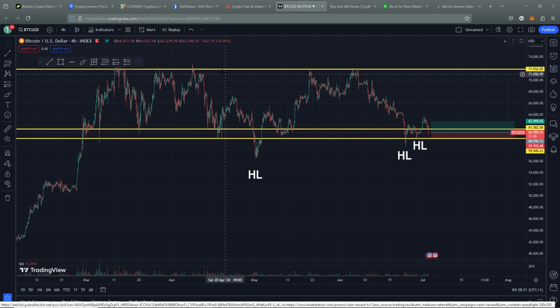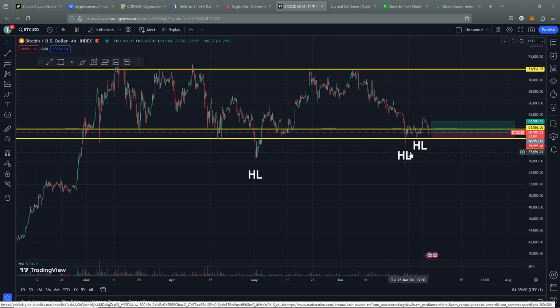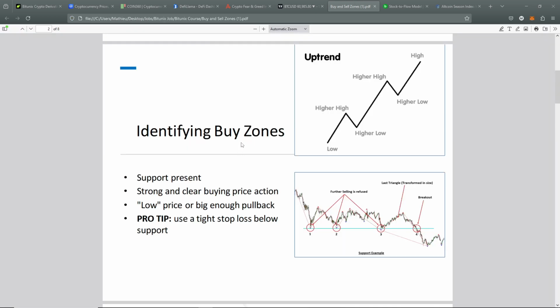Keep in mind, we don't really have higher highs going on, right? So we are not in a super strong formation, but we do have those higher lows and the clear support zone. So these are the two examples, right? Either a horizontal support line or an uptrend that would be potential buy zones. And the things to look for is, of course, that support is present. There should be strong and clear buying price action. The price should be fairly low or at least a big enough pullback, right?